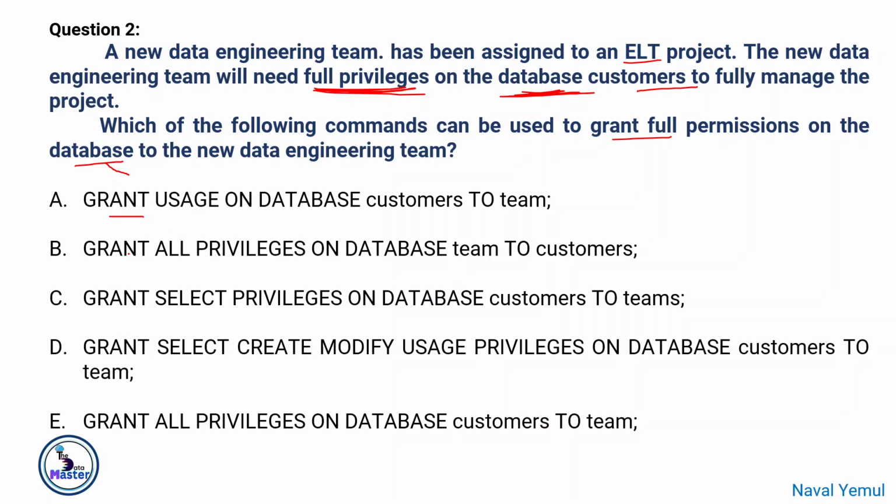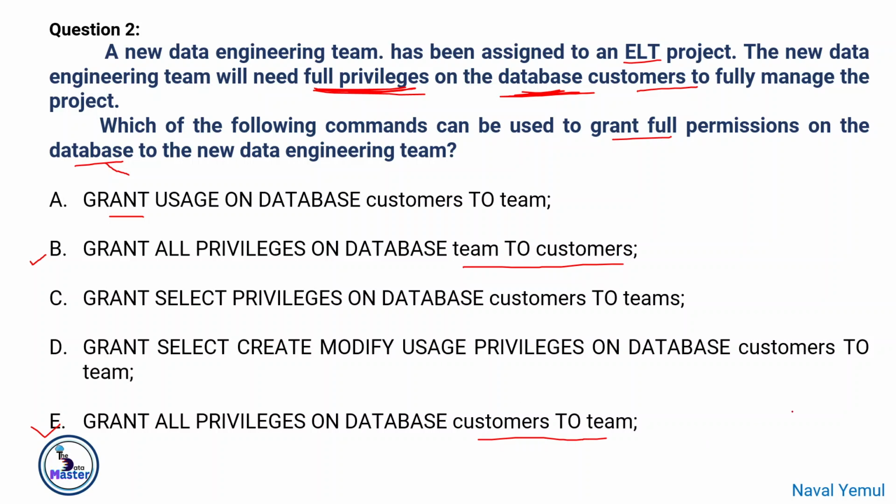So we need to grant a permission. Every option starts with grant. As they are saying full privilege, obviously it would be all privileges. So you can focus on B or E. Look at the options here, it will confuse you a lot. B says grant all privileges. E also says grant all privileges on database team to customers. This will confuse you a lot.